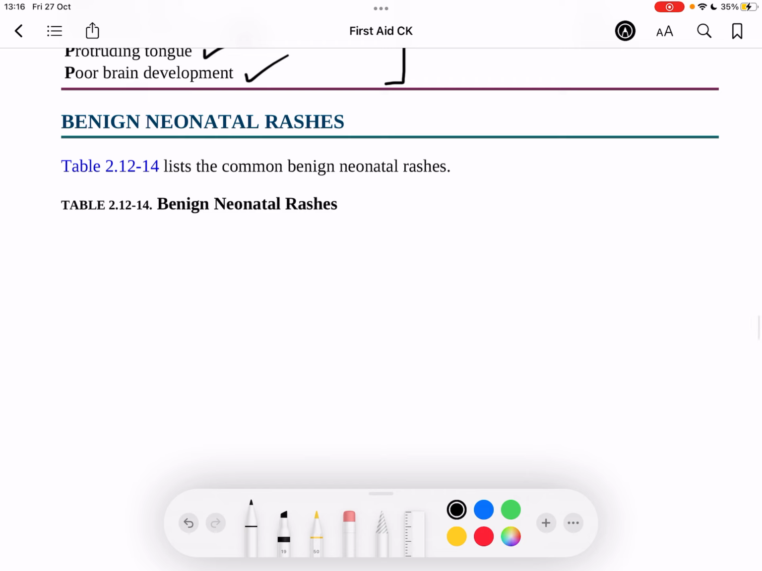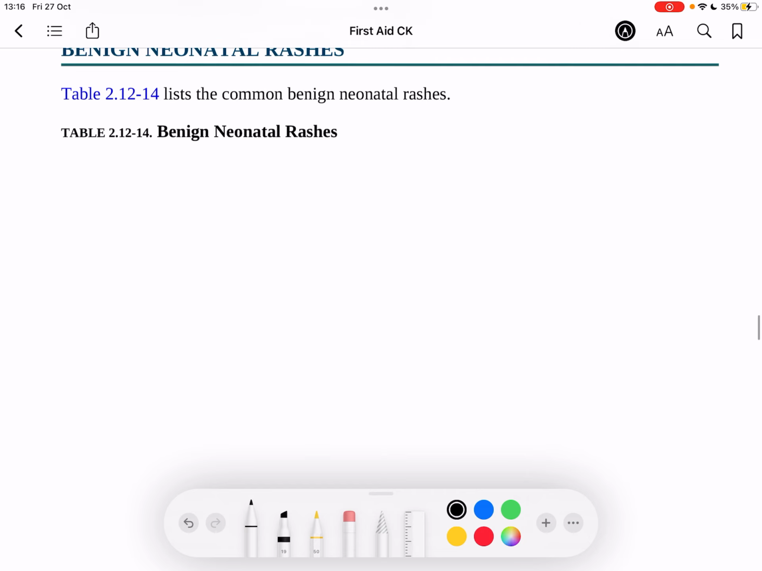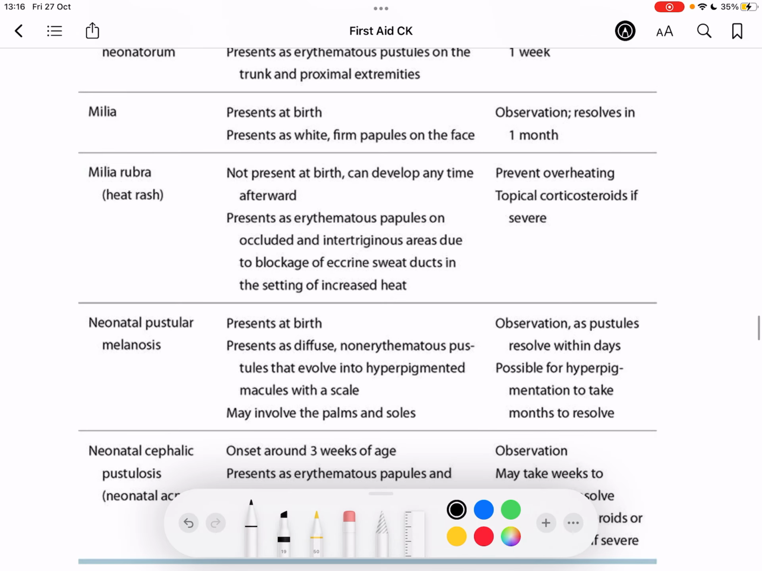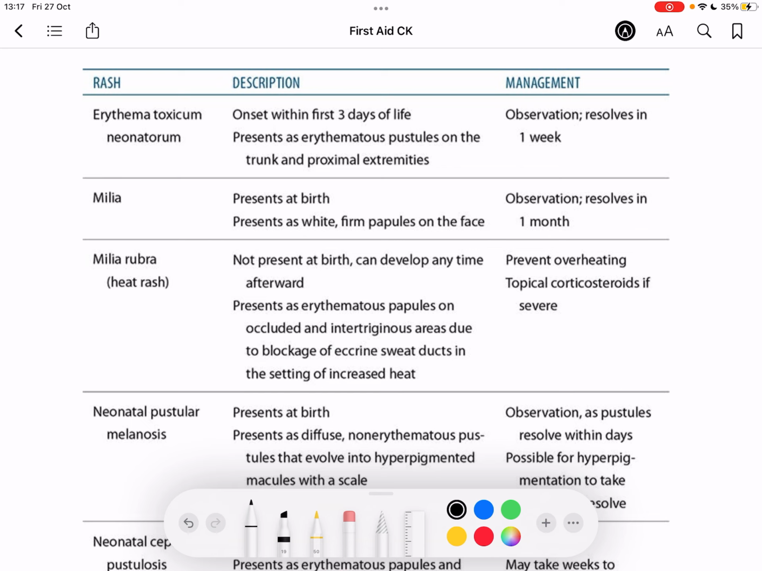Now, we're going to be discussing benign neonatal rashes, okay? These are not so high yield, but they are quite confusing and there is a lot of overlap between them. But let's try and go through them and make some sense of them. So we have erythema toxicum neonatorum. The onset of this specific disease is usually within the first 3 days of life, and it presents as erythematous pustules on the trunk and proximal extremities. We don't need to do any management for these patients. It should resolve within a week. Okay, so erythematous pustules on the trunk and extremities in the first 3 days of life.